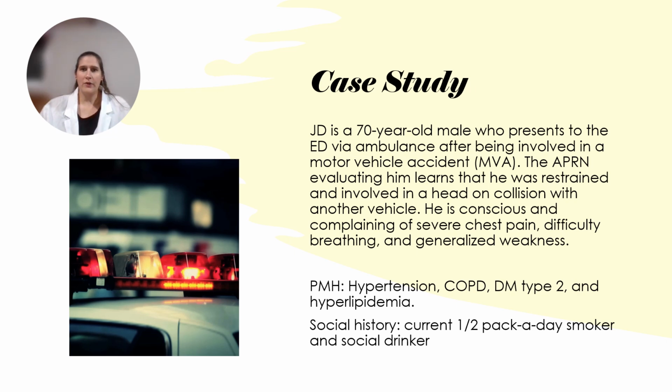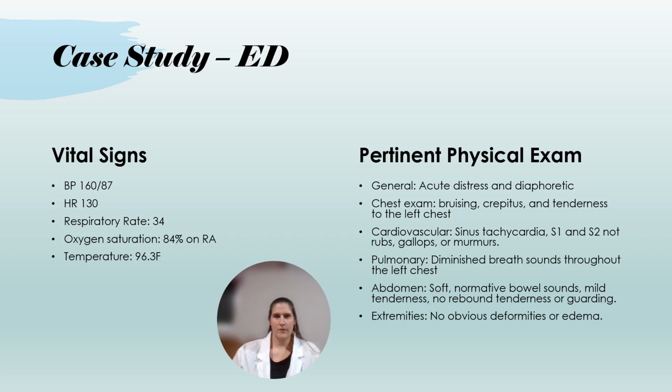JD is a 70-year-old male who presents to the emergency room via ambulance after being involved in a motor vehicle accident. The APRN evaluating him learns that he was a restrained driver and involved in a head-on collision with another vehicle. He is conscious and complaining of severe chest pain, difficulty breathing, and generalized weakness. His past medical history includes hypertension, COPD, type 2 diabetes, and hyperlipidemia, and he is a current half-a-pack-a-day smoker and socially drinks with his wife on the weekends.